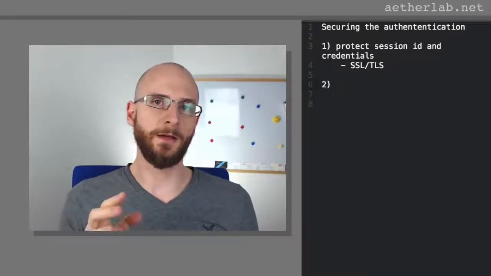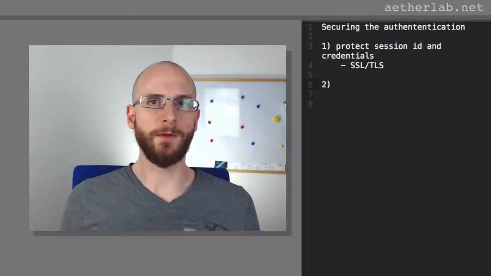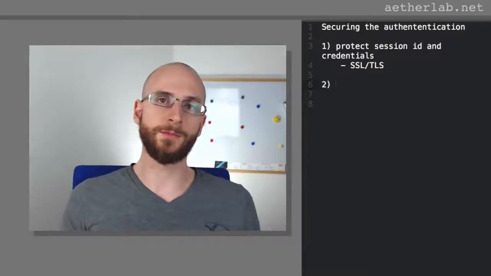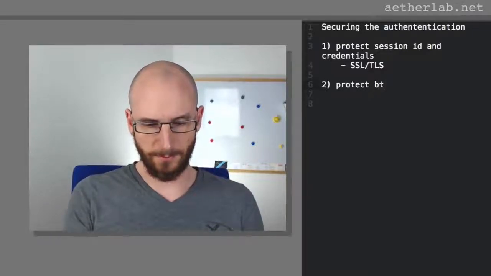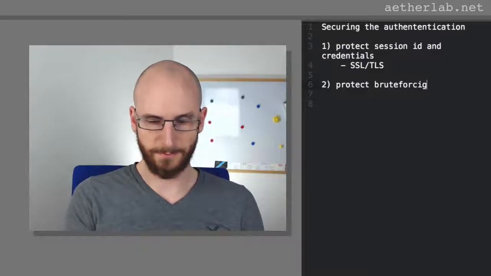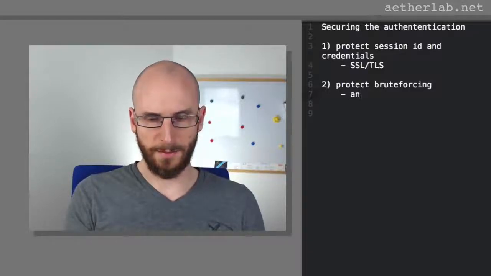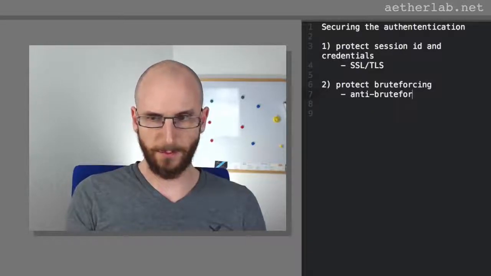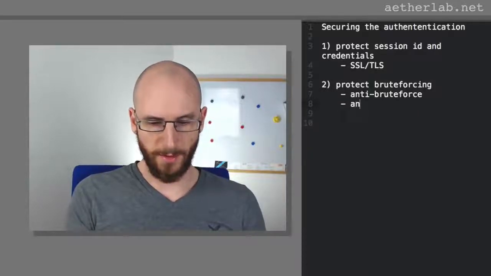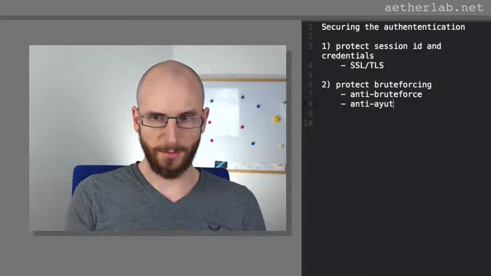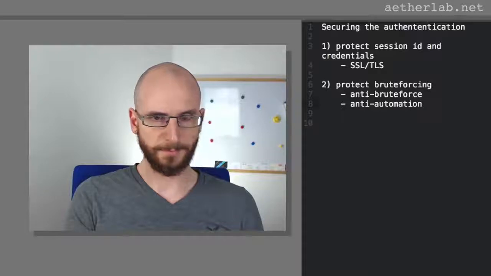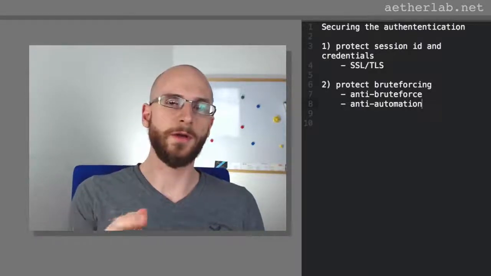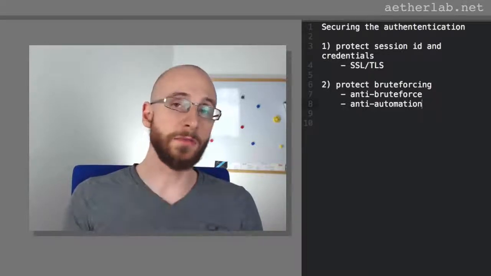The second is that attacks against authentication usually involve some kind of brute forcing attacks. So you have to protect against brute forcing. You can do that by anti-brute force techniques or anti-automation techniques, such as captchas or rate limitation or login limits, etc.